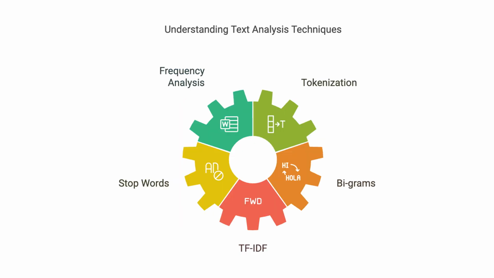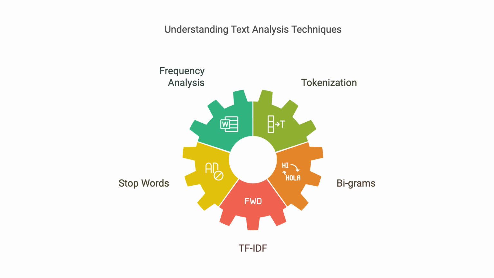With our text meticulously prepared and tokenized, we unlock the potential for deeper understanding through various analytical methods. This visual introduces core text analysis techniques, represented as interconnected gears, signifying how these methods often work in concert to extract meaningful information. Each gear tooth represents a distinct but related process in making sense of textual data.